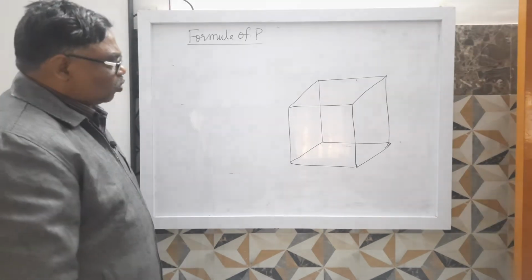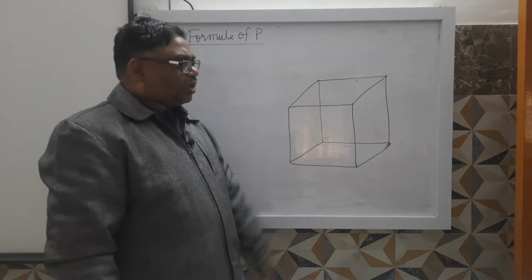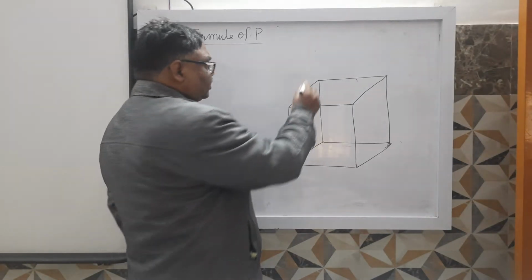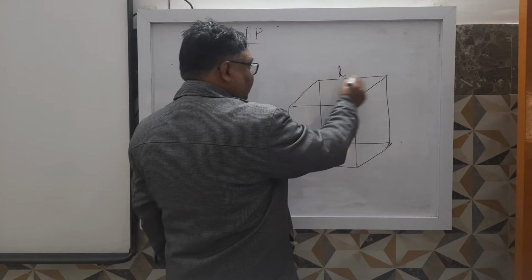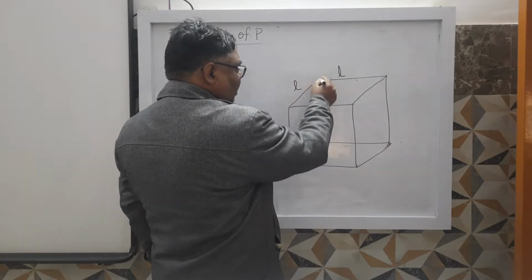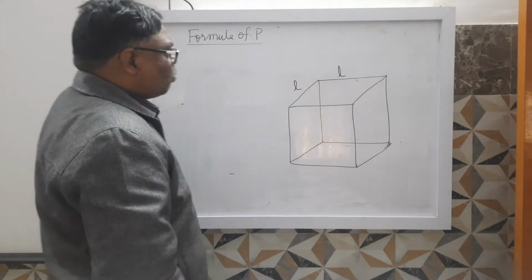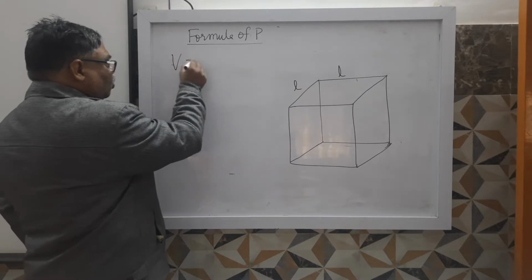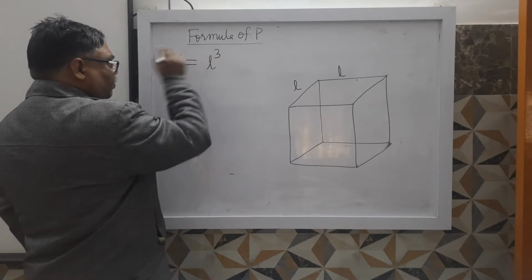That will be true. Here we have taken a cubical container whose each edge is L, means length is L, breadth is L and height is L. So what will be its volume? Volume will be equal to L cube.